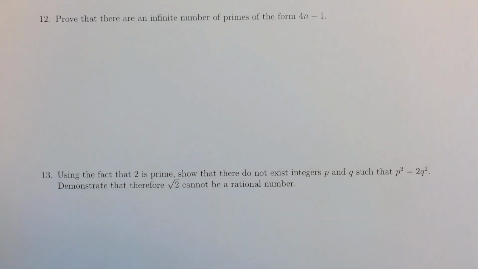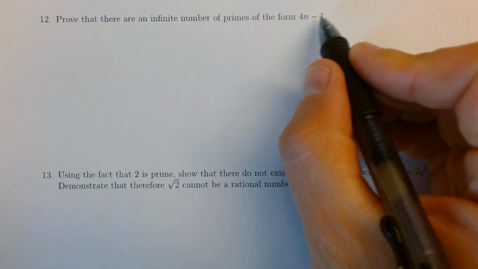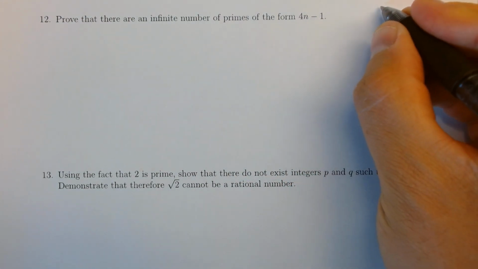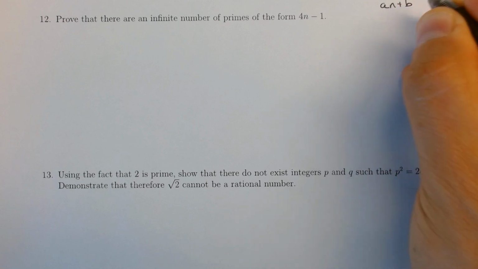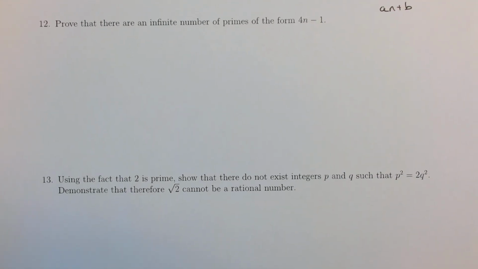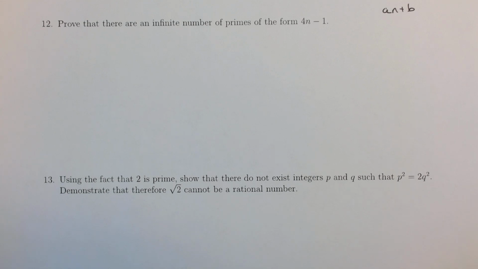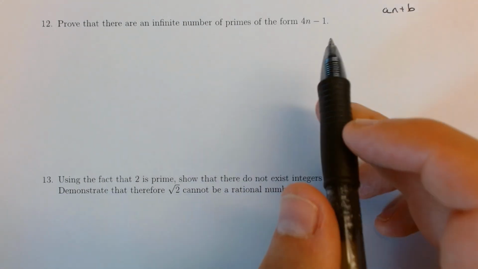Next, you may be familiar with Euclid's argument for having an infinite number of primes. Here we look at finding an infinite number of primes of a particular form. So primes of the form 4n minus 1, we want to also be infinite. As it turns out, for primes in any arithmetic progression, like an plus b, as long as a and b are relatively prime, then you'll have an infinite number of primes of that form as well. But that's a lot harder to prove. So we're going to prove just this form.